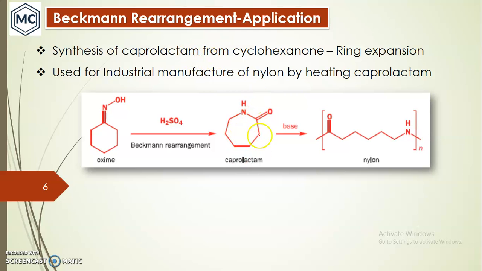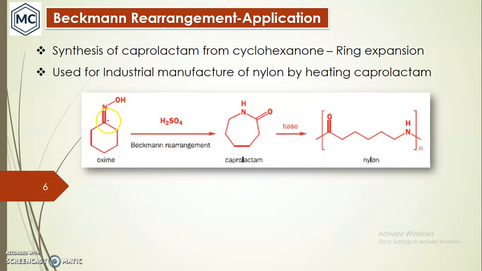And next, one of its important applications of Beckmann rearrangement is that you can use it for synthesis of caprolactam. This is industrially important, and caprolactam is prepared by Beckmann rearrangement of an oxime, and this is the oxime. This oxime is prepared from cyclohexanone, that is, cyclohexanone with hydroxylamine. You get an oxime like this, and it undergoes Beckmann rearrangement. It forms ring expansion, and this caprolactam is very important industrially, which is used for the manufacture of nylon. By heating caprolactam, you get nylon.